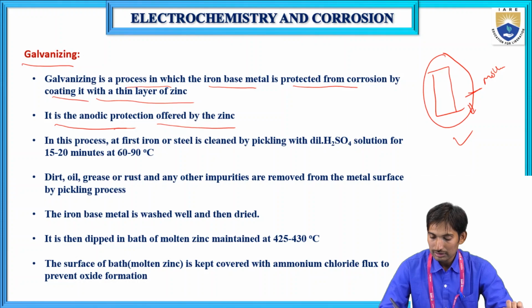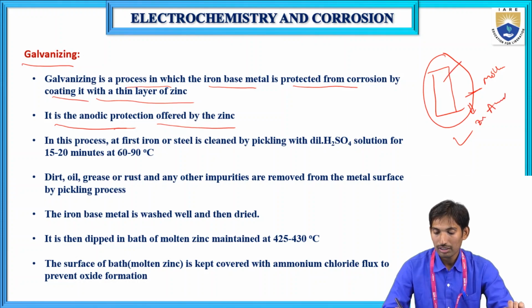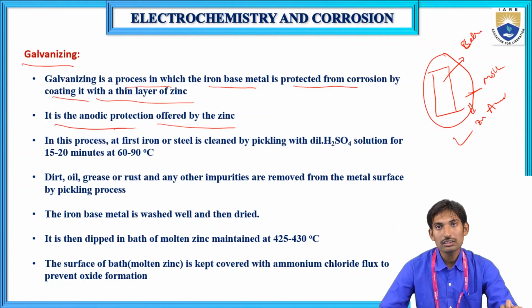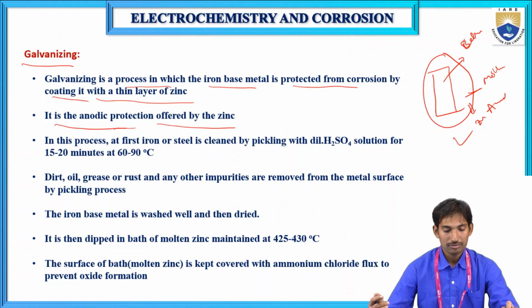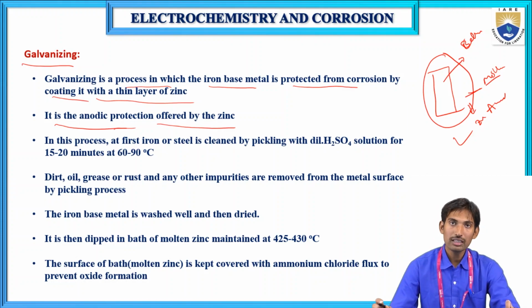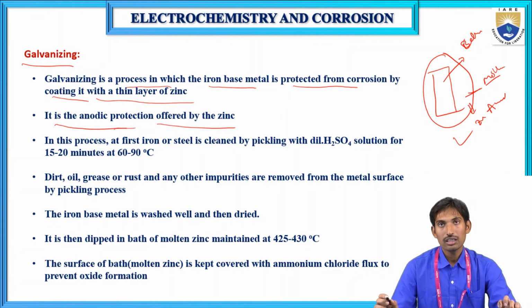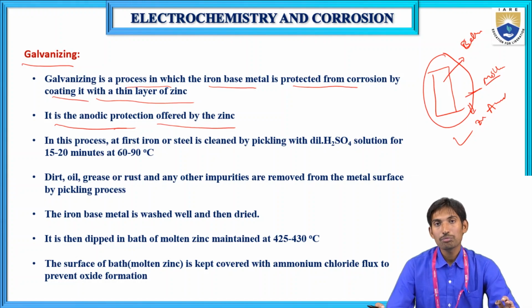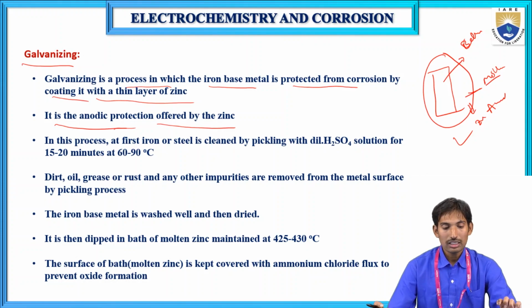This zinc acts as anode, and our iron acts as cathode, because the reduction potential of zinc is less compared with the base metal. So the zinc acts as anode and our base metal, steel or iron, acts as cathode. This is an example of anodic protection. In galvanizing, we are protecting our base metal, iron, with the help of zinc metal coating. This is called galvanizing.